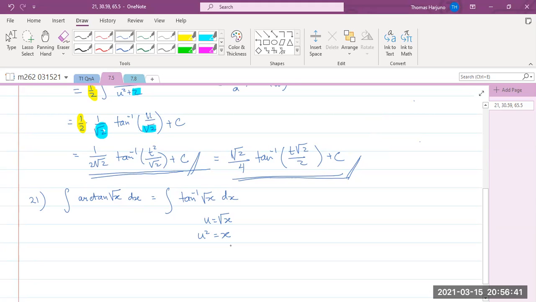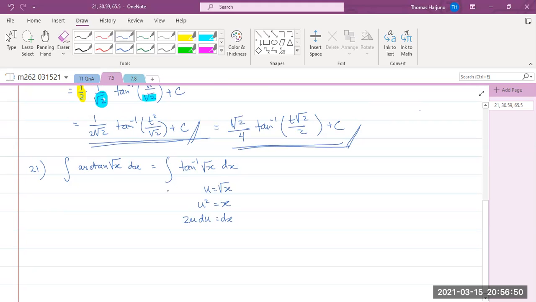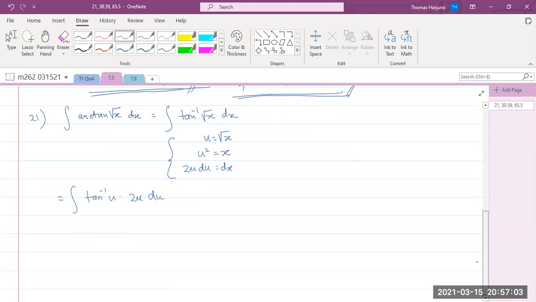Therefore my substitution becomes the integral of tangent inverse u times 2u du. Oh, I can do integration by parts right away here. So this is 1 over 1 plus u squared, and this is u squared. So that's u squared tangent inverse u, minus integral of u squared over 1 plus u squared du.